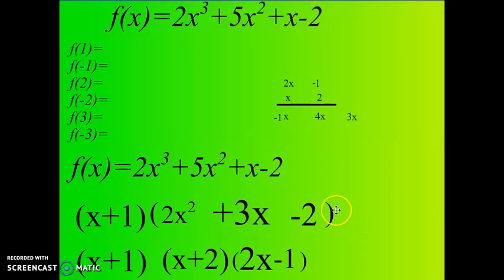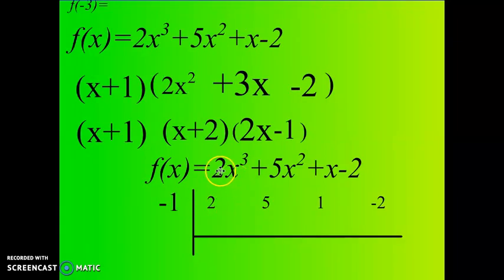Now if for some reason I would have difficulty calculating these values, then I could have gone over to synthetic division. When I do synthetic division, I only use the numbers, the coefficients of x. That's all I'm using. I'm using the 2, the 5, the +1, and the -2. I only use the numbers.